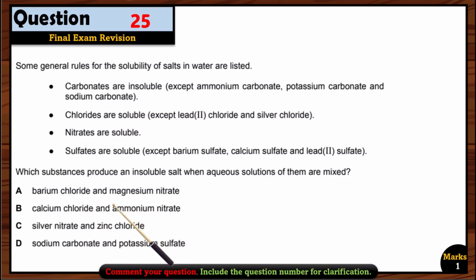So ammonium chloride and calcium nitrate, again soluble, so we are not going to get an insoluble salt. Silver nitrate and zinc chloride. Okay, zinc nitrate, of course, soluble, but what about silver chloride? If you see over here, silver chloride is insoluble, right? So that's why option C is the right option over here.